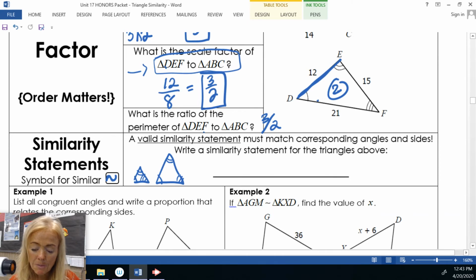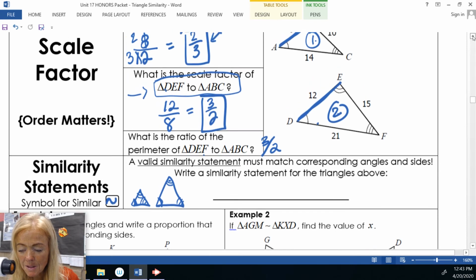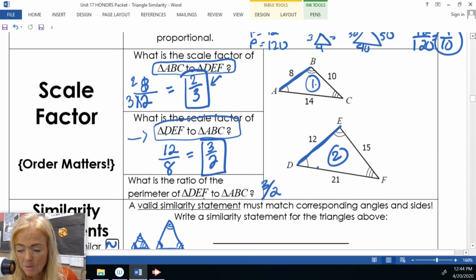So when we deal with one angle here congruent and one angle here congruent, just like in congruent triangles, I would start with this angle, then this angle, then this angle is congruent to this angle. So they're lined up just like in congruent triangles, but this is asking for a similarity statement for these triangles.